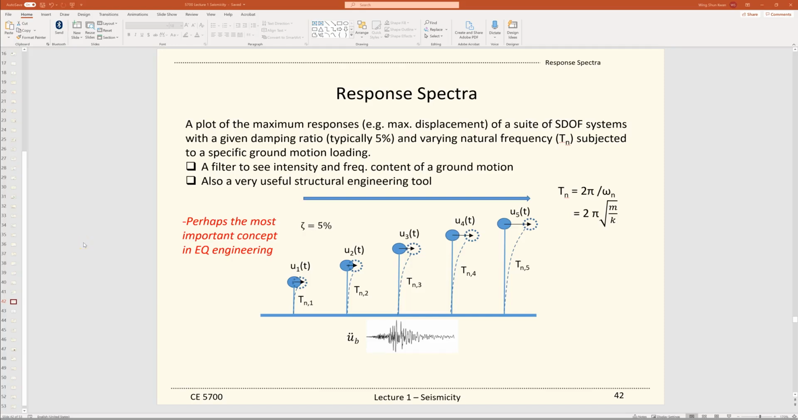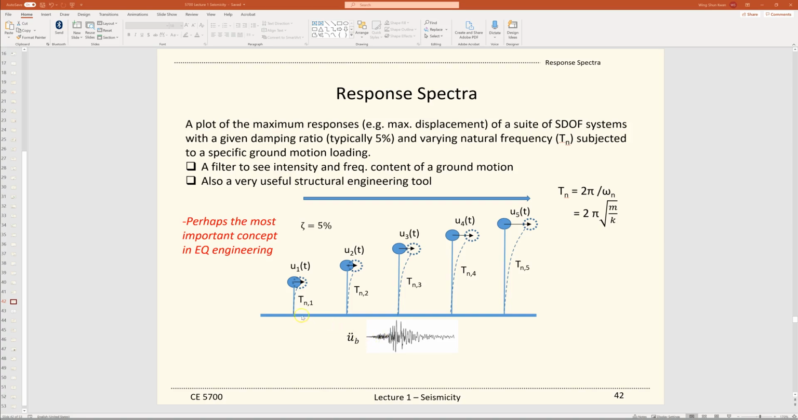Okay, response spectra. It is a plot of maximum response, for example maximum displacements, of a suite of single degree of freedom systems, given a damping ratio. The damping ratio is fixed at typically 5%, but it can be something else. For common design, it's 5%. And it involves different lateral frequency objects or SDOF systems subject to a specific ground motion loading. Just like this picture here.